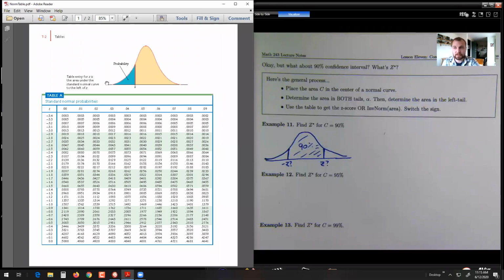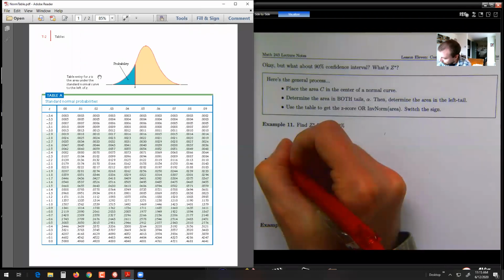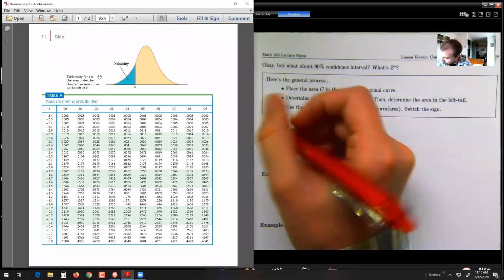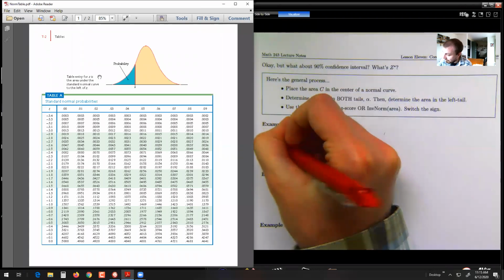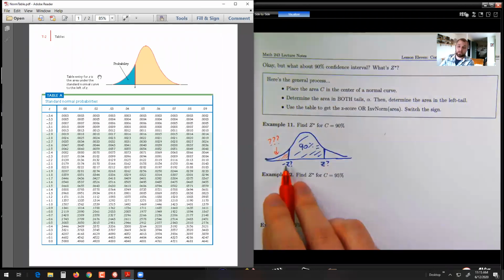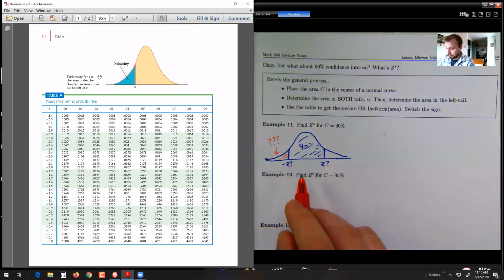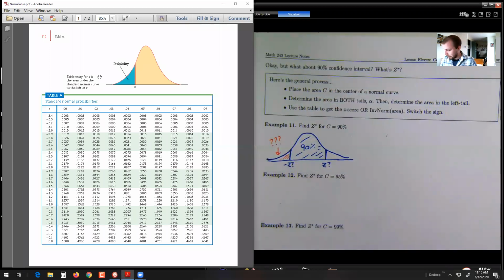Now I just want to take a look at my normal table here, and I'm noticing that this normal table is shaded strictly to the left. So if I want to be able to use this thing, it's not helpful having this middle area. I really need to know how big is this tail, and can I use that to look up this z-score? So let's think through that process together.